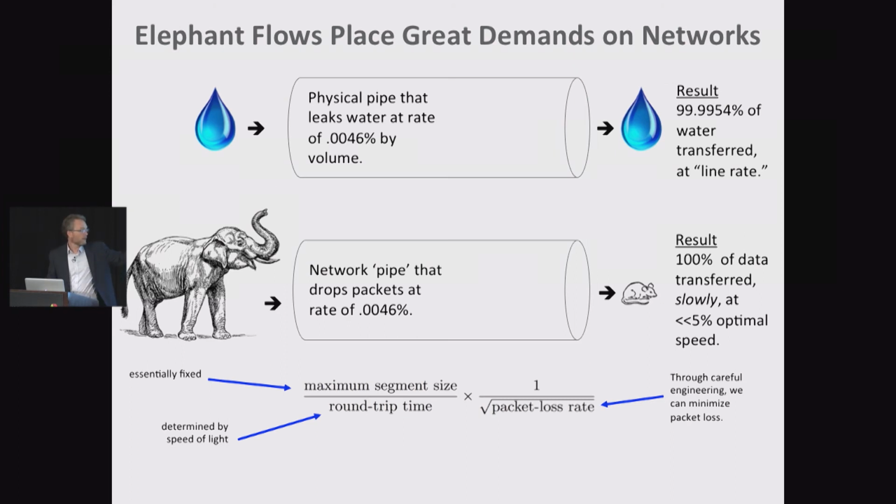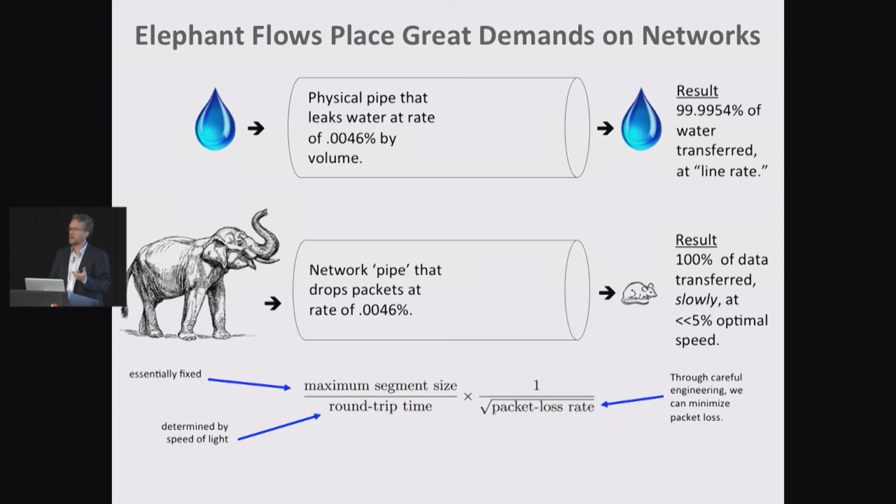This equation was developed by Matt Mathis and others. The throughput is related to the maximum segment size over the round trip time, times 1 over the square root of the packet loss rate. Most of those things we can't affect, right? The maximum segment size, the largest packet you can send over the internet, is largely fixed. You can use jumbo frames or not, but other than that, it's basically fixed.